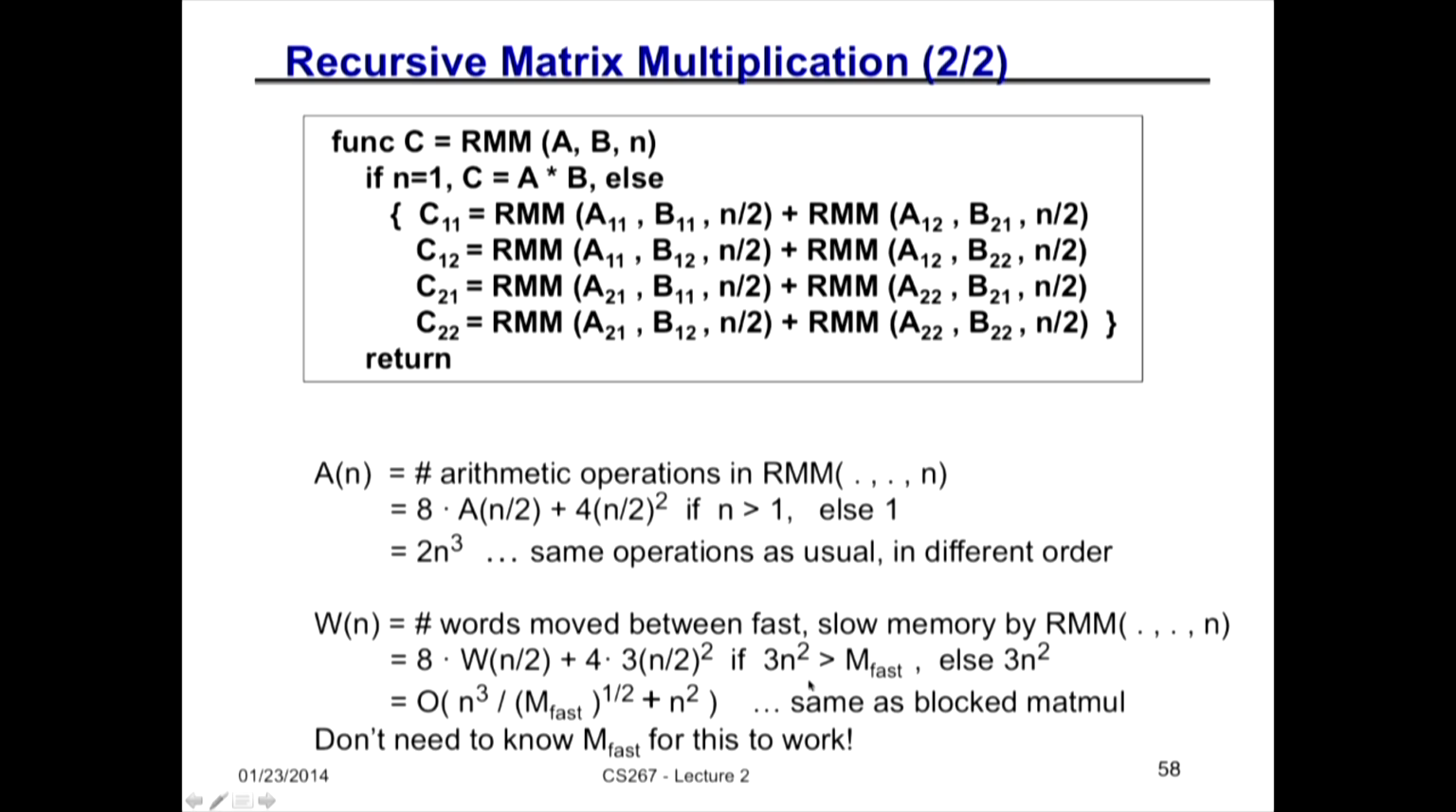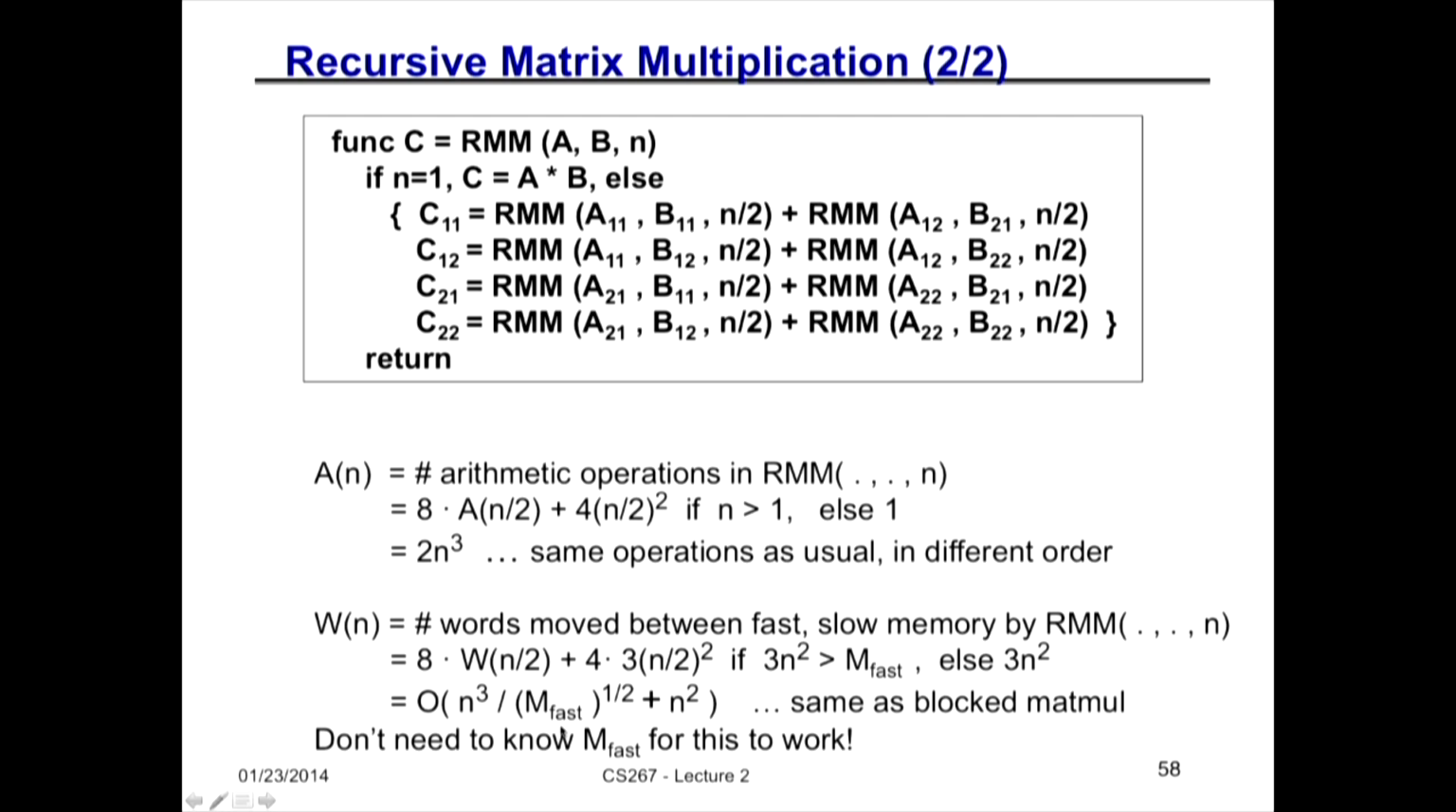The thing is, this recurrence doesn't go all the way down to 1 by 1 matrices. It stops at a certain point. Because once the 3 matrices fit in cache, once 3n squared is less than the size of the fast memory, then the recurrence is over. I read everything into fast memory. They just stay there, and there's no more memory activity until I'm completely done.